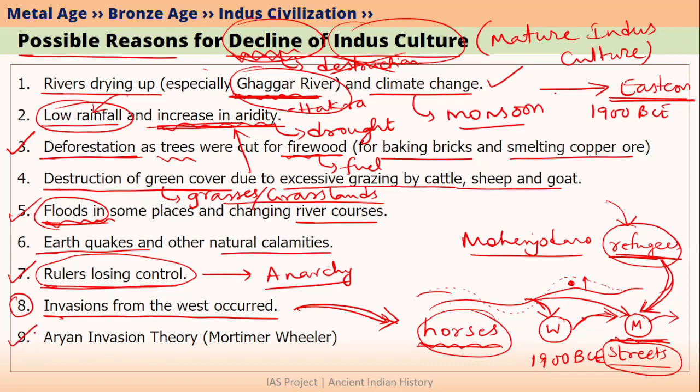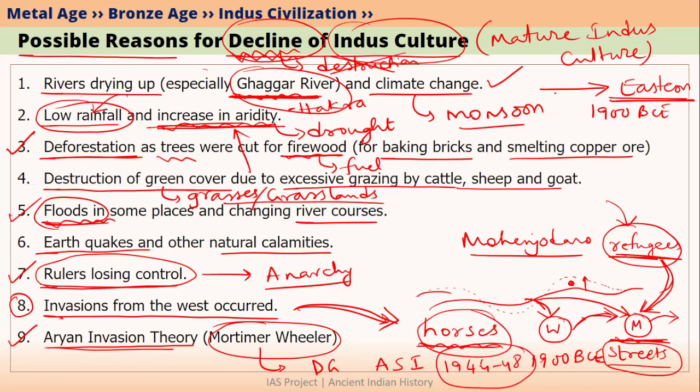Another important but controversial reason is Aryan invasion theory. Aryan invasion theory was mainly proposed by Mortimer Wheeler. This person, Mortimer Wheeler, was actually the Director General of Archaeological Survey of India, I think from 1944 to 48, something like this. The year is not important, but please remember that Mortimer Wheeler was the Director General of Archaeological Survey of India during the time of independence of India. Okay? And Mortimer Wheeler was the proponent of Aryan invasion theory.